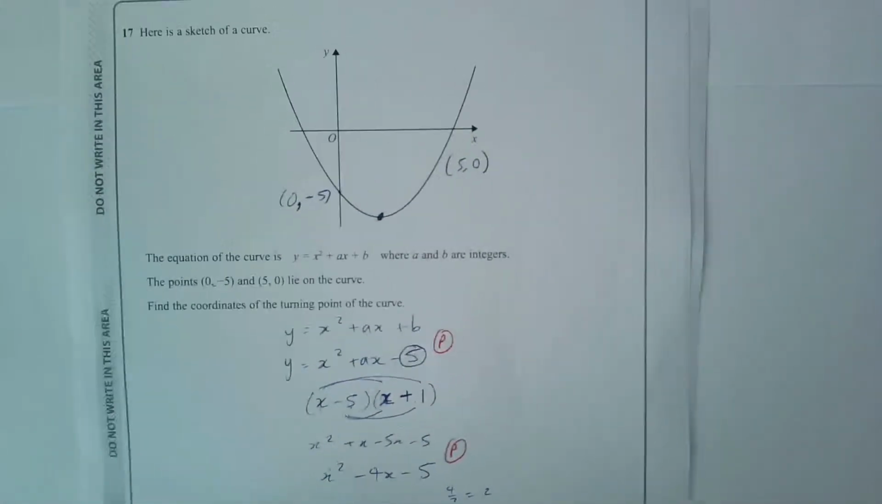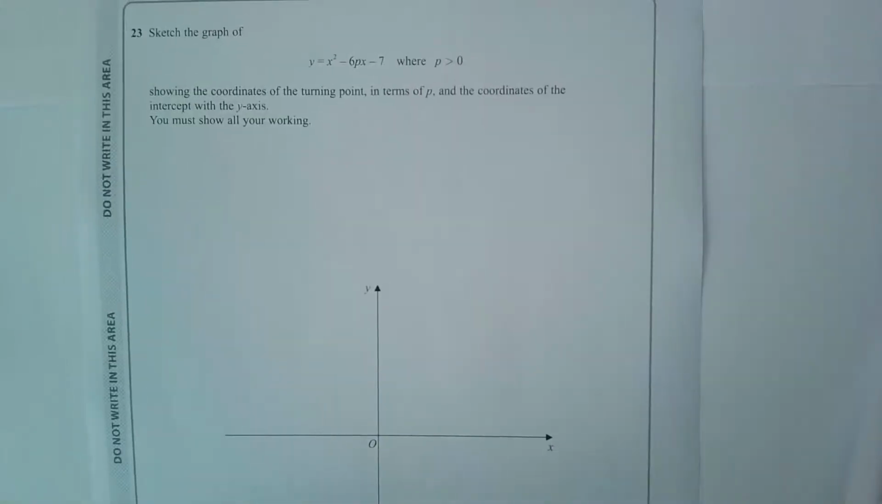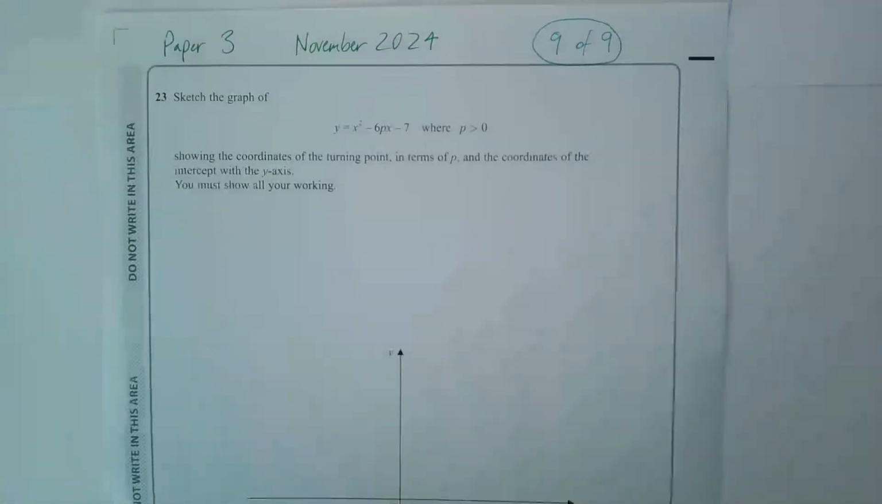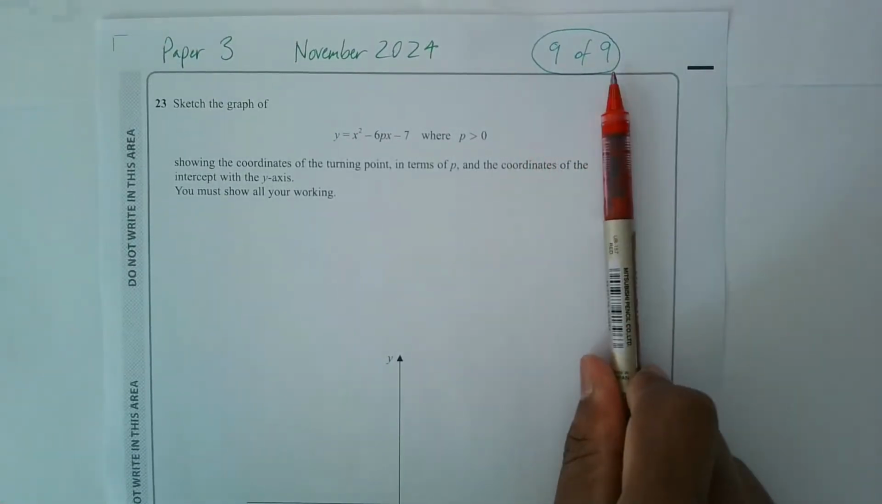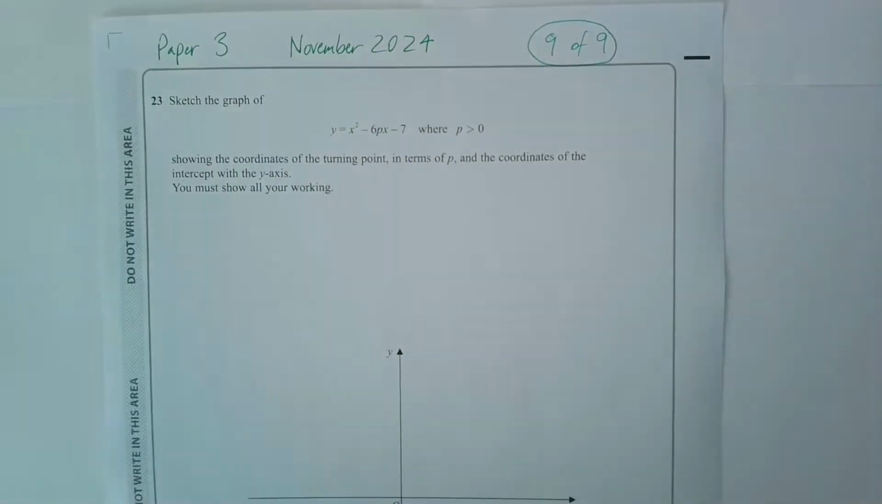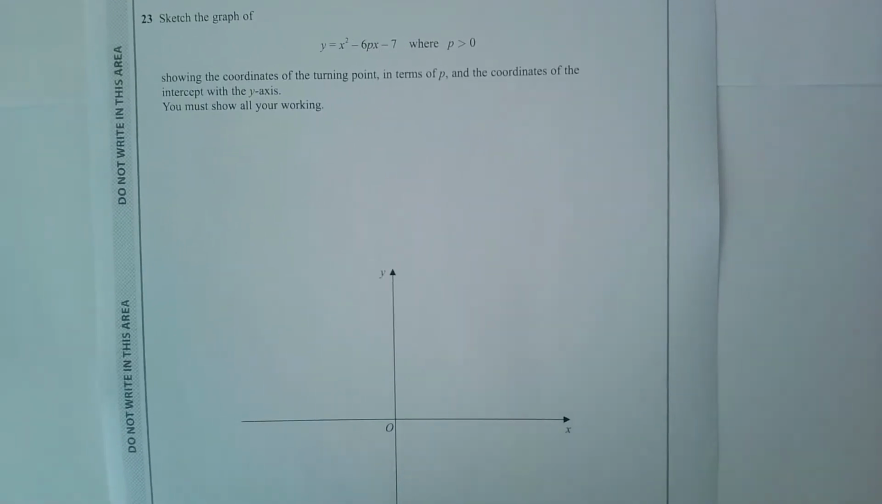Right, how did you do? I hope you did well there. We go to our last question of today's session. This is question 9 of 9, from November 2024, paper 3. So we are allowed to use a calculator. All right, press pause, and when you are ready, you can press play for the answer.